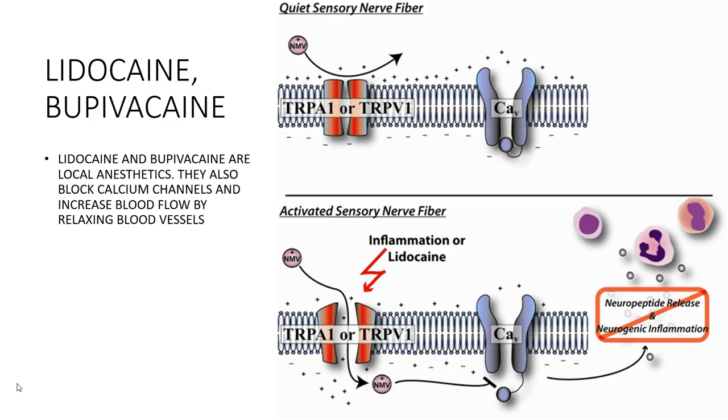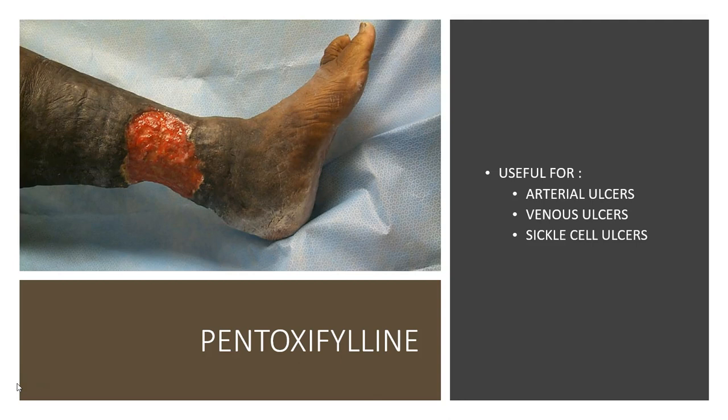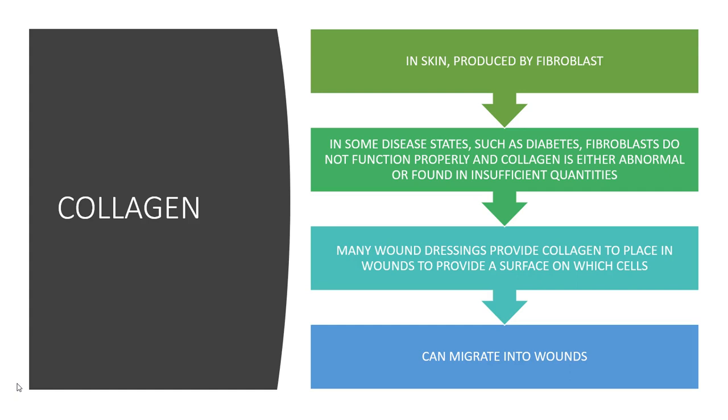I use a fair amount of lidocaine for two reasons. Lidocaine, as you know, is effectively a calcium channel blocker and increases blood flow to the wound, and it also helps to relieve pain. This is helpful for dressing changes in addition, because we know that when patients have pain, they vasoconstrict and they decrease blood flow to the area. I can add topical pentoxifylline, which has been shown to be very, very helpful for sickle cell ulcers, arterial ulcers, and venous ulcers in particular.